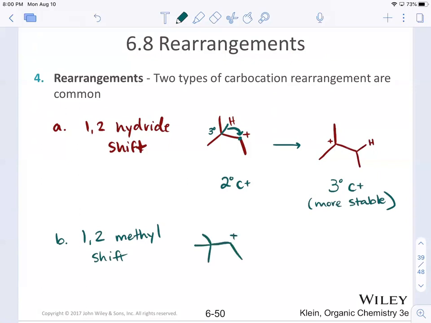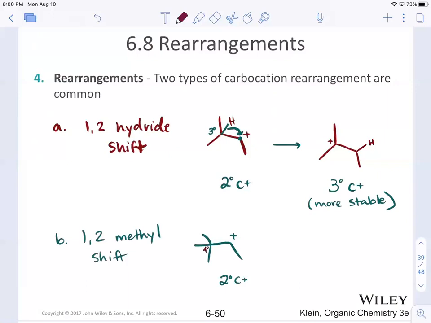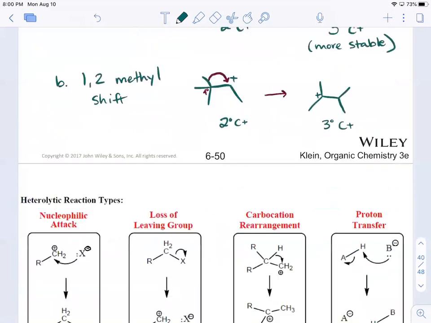So if you have, again, a secondary carbocation, and say you have a quaternary next door, one that is a carbon with 4 carbon groups, a methyl can shift over. Notice the origin of that arrow is from the bond. That bond can shift over a methyl group. And again, the carbocation becomes more stable. We'll practice these a lot in class.